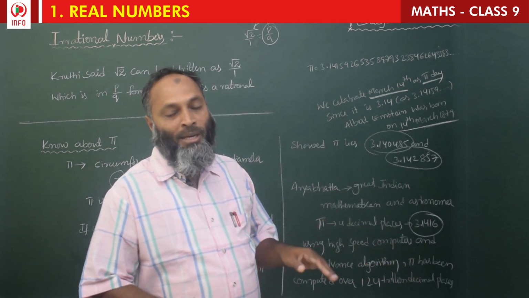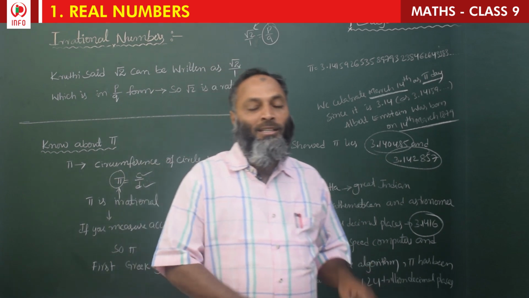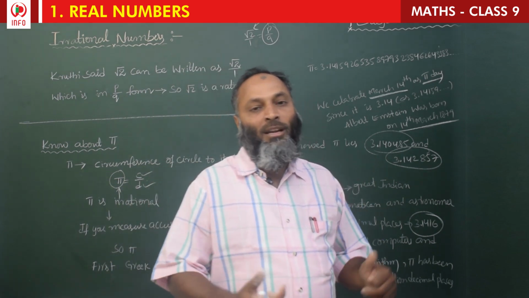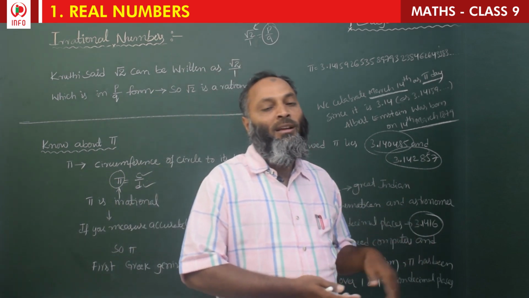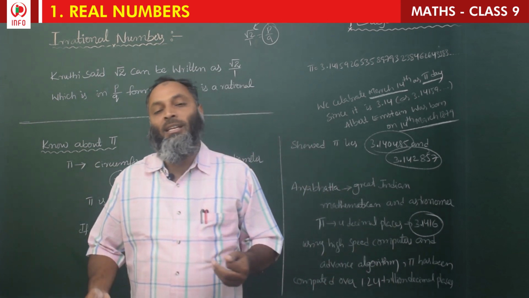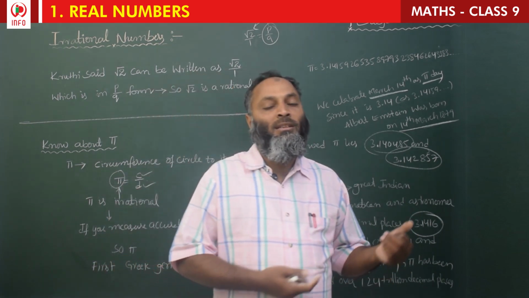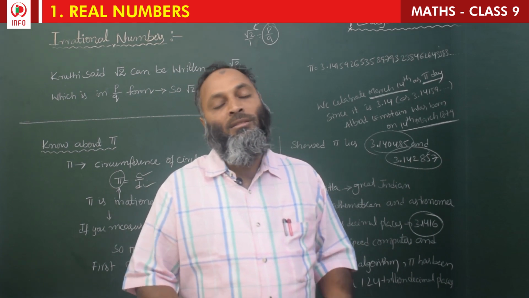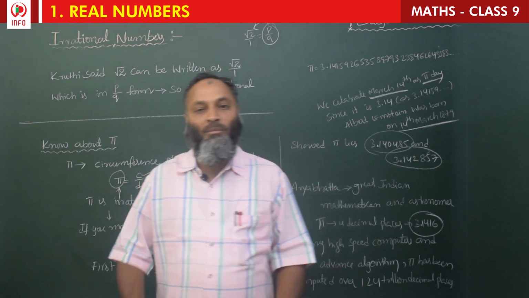Pi is an irrational number. Why is it an irrational number? If we measure or calculate the circumference or the diameter of a circle, any one is an irrational number, surely. So one of these two is an irrational number, so no doubt pi is also an irrational number. Okay.